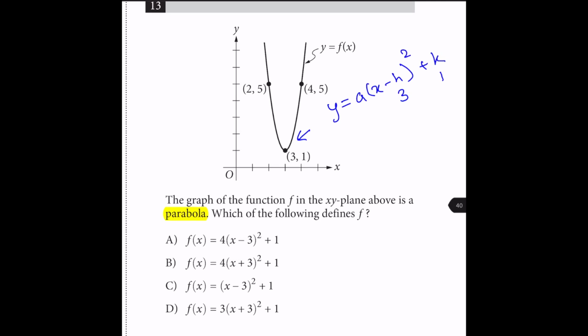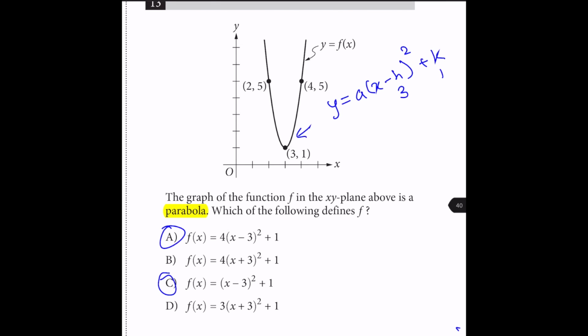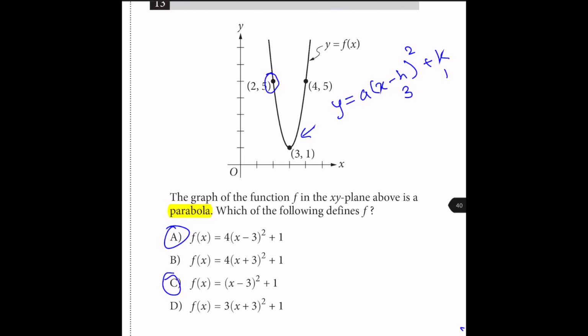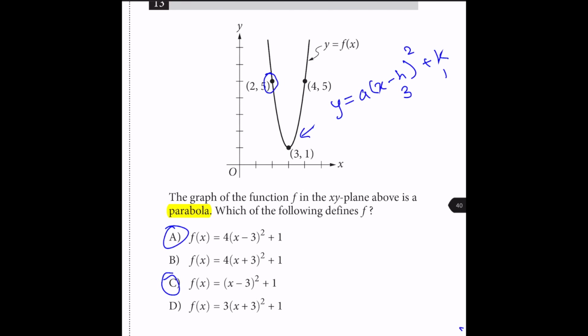So anything with (x minus 3) squared plus 1 will work. Seems like there are two options that match our description. So it could be any of these depending on the value of a. To find out which one of these options is correct, I'm going to plug in (2, 5) in option C because that's slightly easier to plug in, and then see if it works out. For option C, if I use (2, 5), I have 2 as x, so 2 minus 3 squared plus 1. That definitely doesn't equal 5, so this does not work out, and the answer is A.